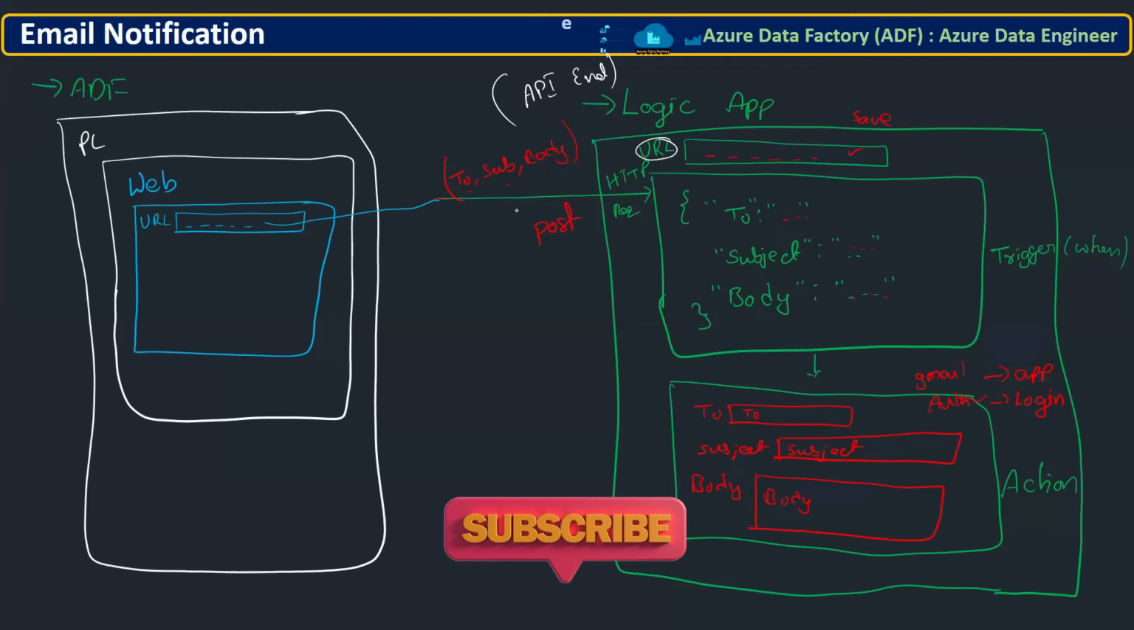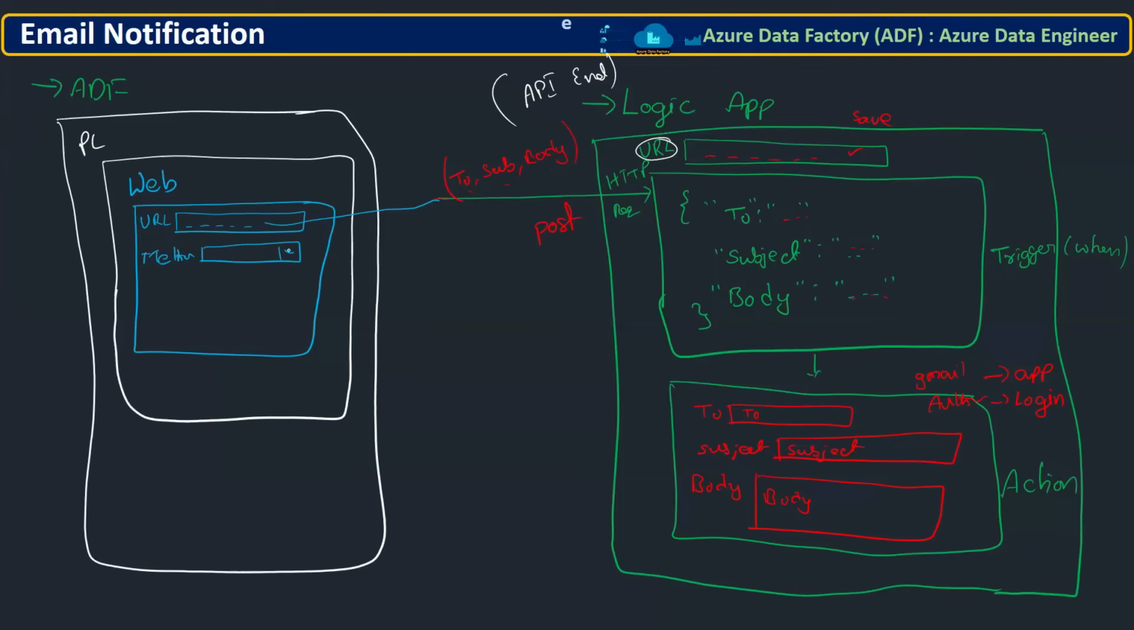But when you are calling that, we discussed already, the method you need to define. There will be a drop down. From the drop down, take the POST method. Then how do you define these values in the web activity? That's where you are going to have a body or message. Here you are telling what is the to, what is the subject, what is the body.